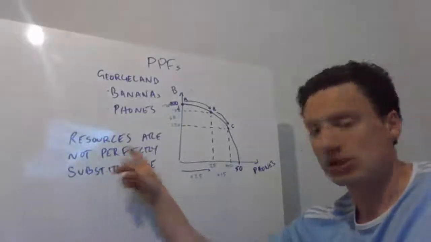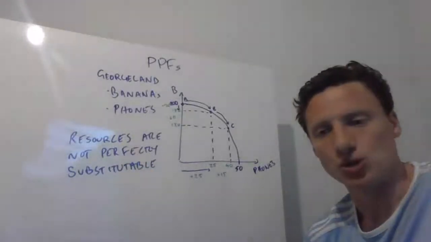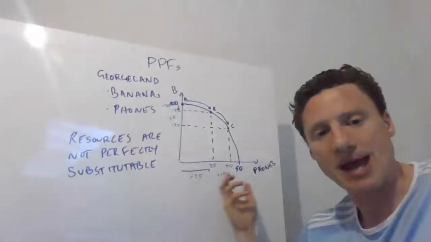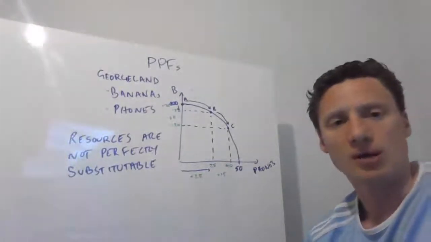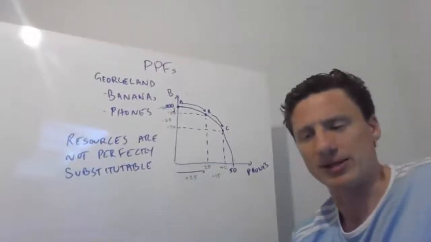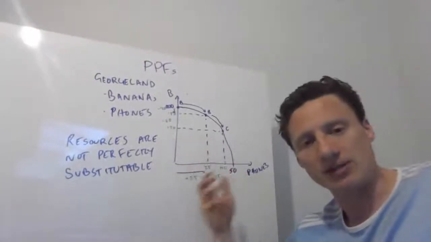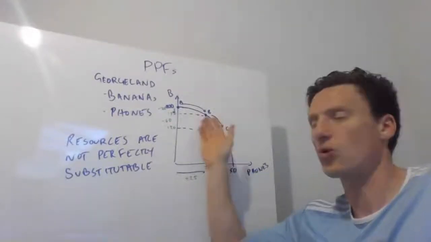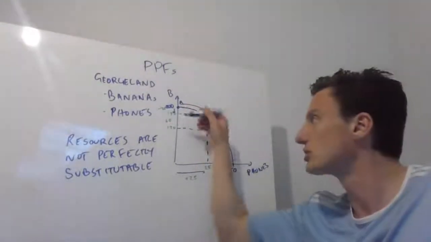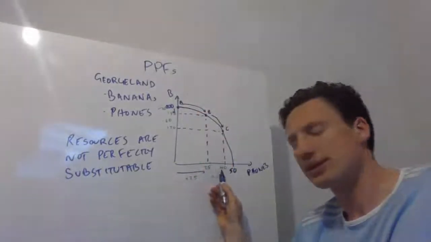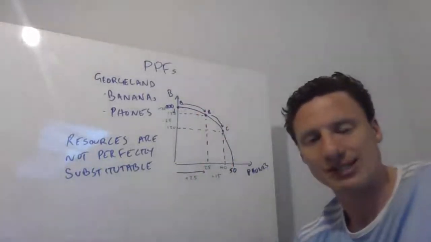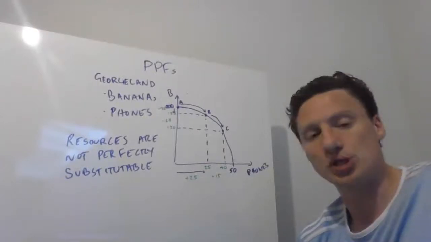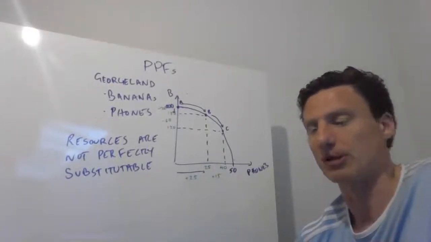Why has that happened? Well, again, it's because these resources are not perfectly substitutable. Now, it's not quite the best phone workers now, but it's the second best phone makers, and it's the second best phone machinery that's now being pulled over. And as a result, it's not quite the worst banana growers. So you're losing a lot more bananas and you're gaining slightly fewer phones because of the differences in the resources. Remember, this is the second best phone machinery, and it's the second worst banana machinery.